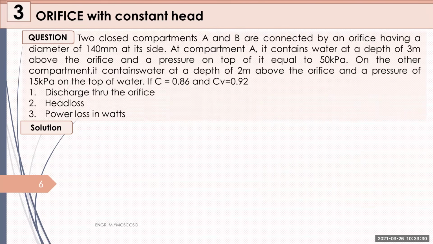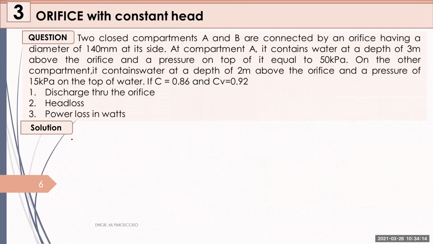So let us go through the last example, tawag niya ito, orifice with constant head. So sabi dito, you have two compartments, A and B, connected by an orifice having a diameter of 140 mm at its sides. Compartment A contains water at a depth of 3 meters above the orifice and a pressure at the top of it equal to 50 kPa. On the other hand, the other compartment contains water at a depth of 2 meters above the orifice, with pressure at the top. So C is equal to 0.86 and your CV would be equal to 0.92. So let us try to find your discharge, your head loss, and your power loss.